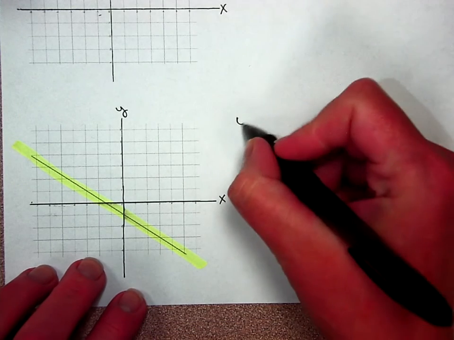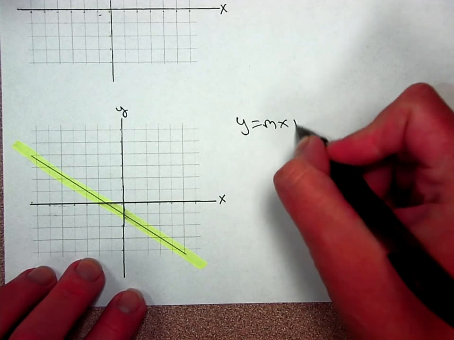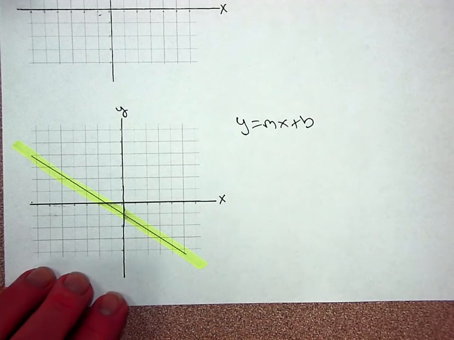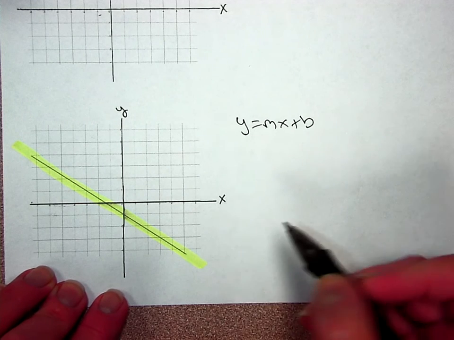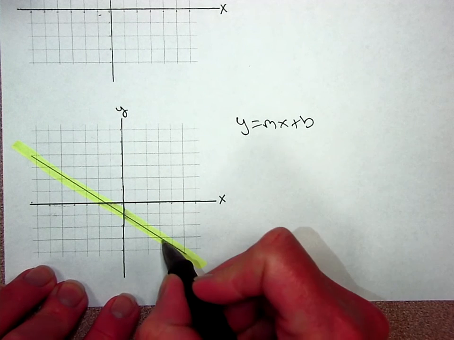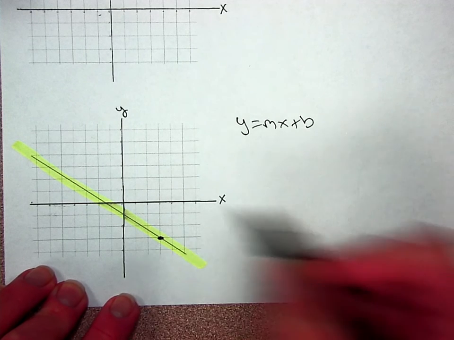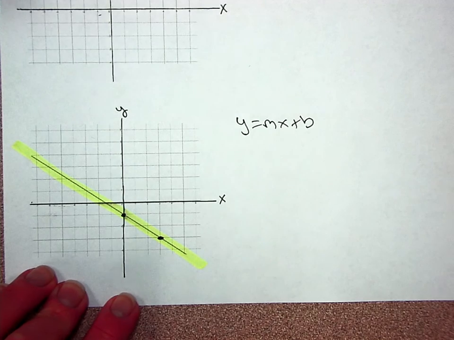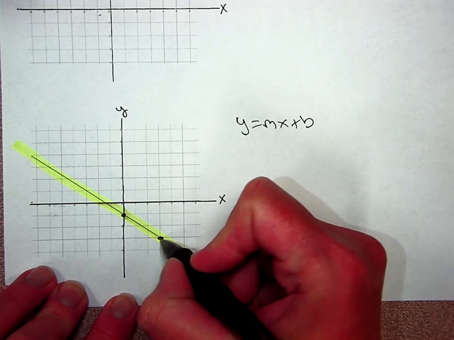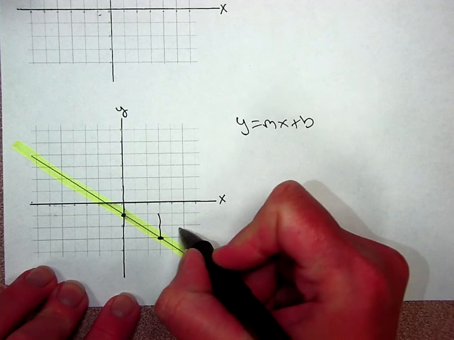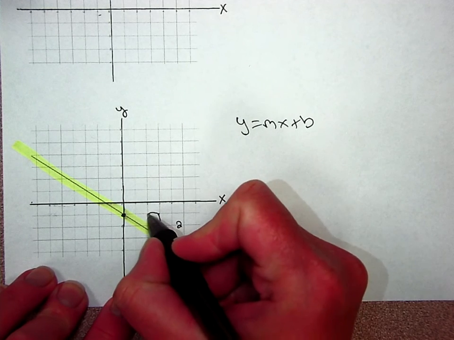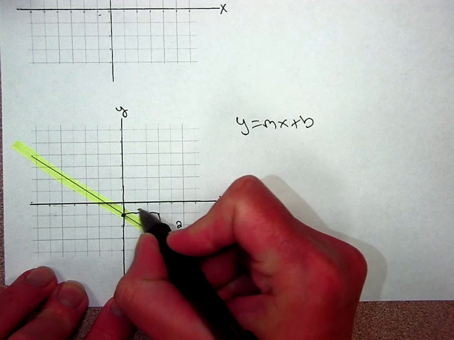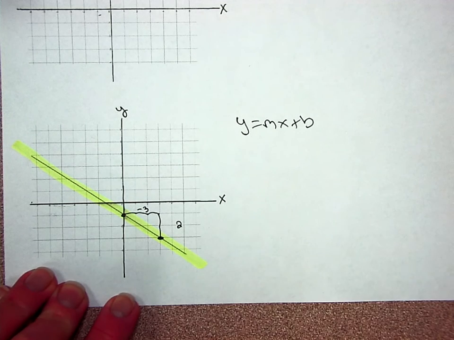And one more. Y equals mx plus b. So your slope. I have a point right there and a point right there on the line. So I went up 2 and I went to the left 3.